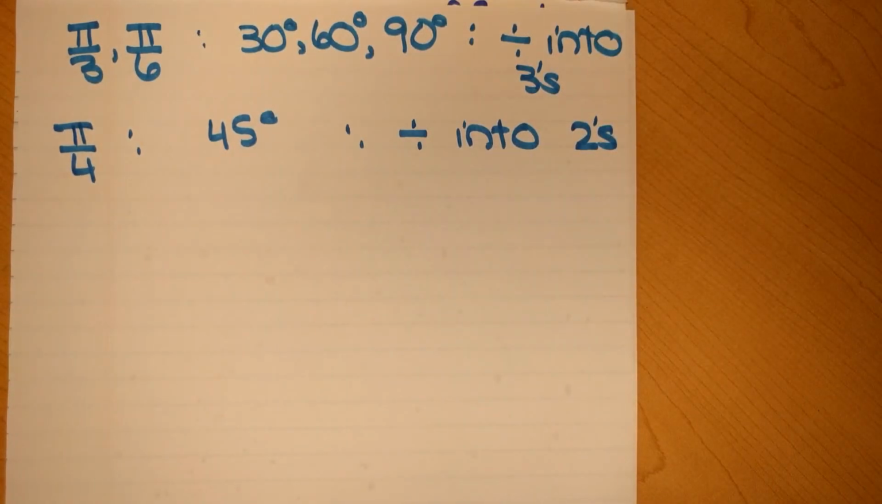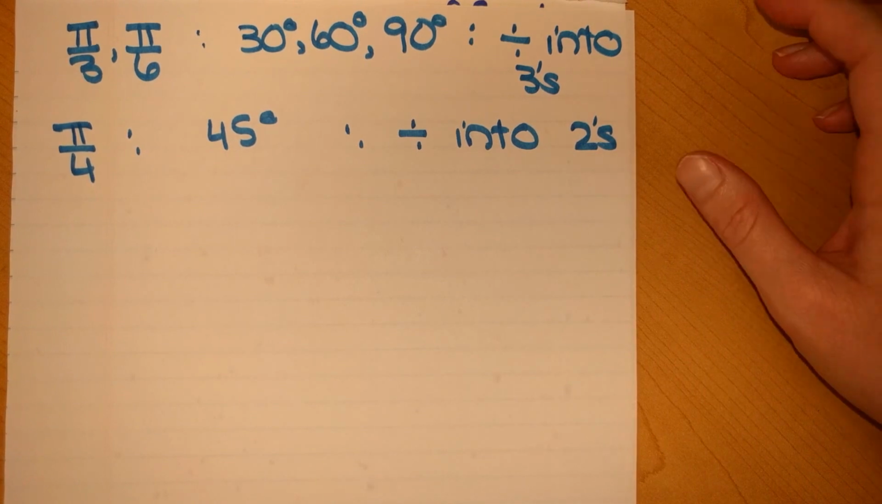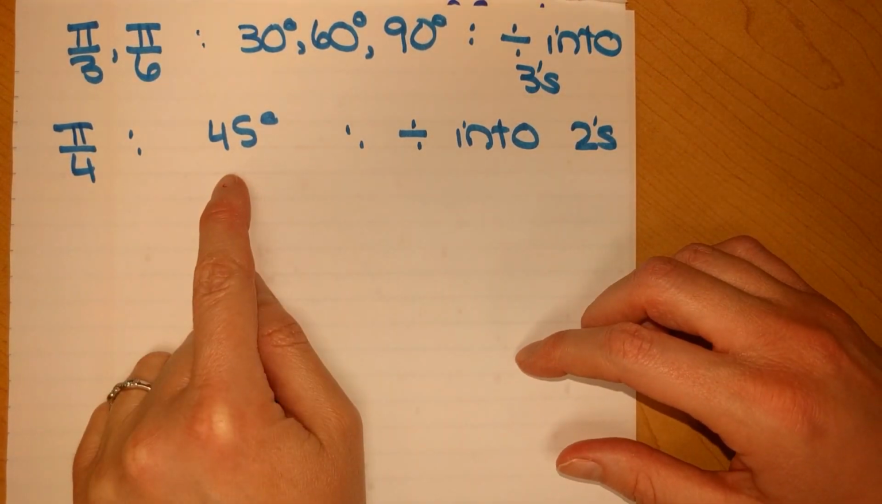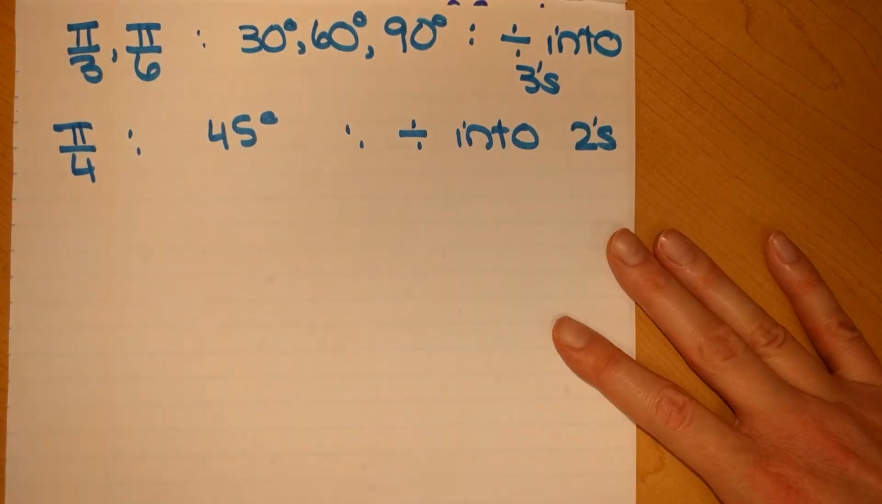So one way to easily remember the unit circle is to take, anytime you have a 30, 60, 90 degree angle or a reference angle that's 30, 60, 90, divide each of the quadrants into threes. And when you have a 45 degree angle or reference angle, divide everything into twos. So let me show you how this would work.